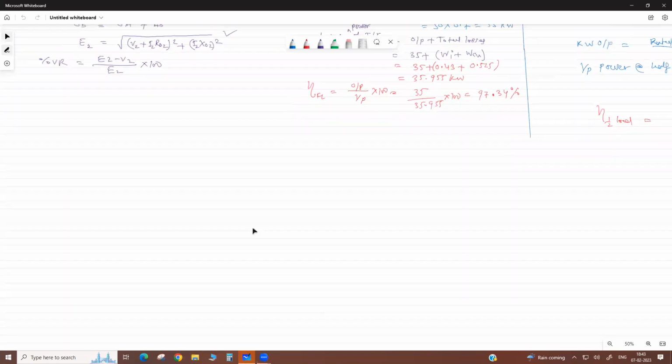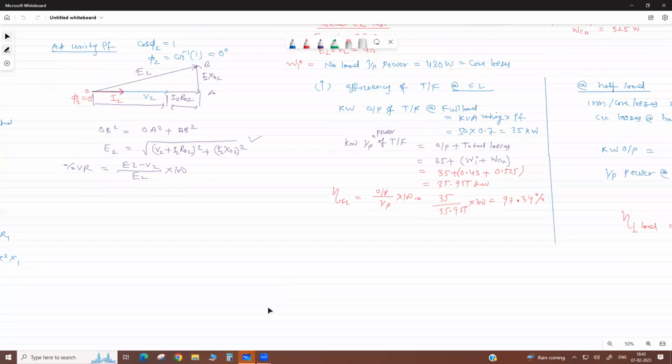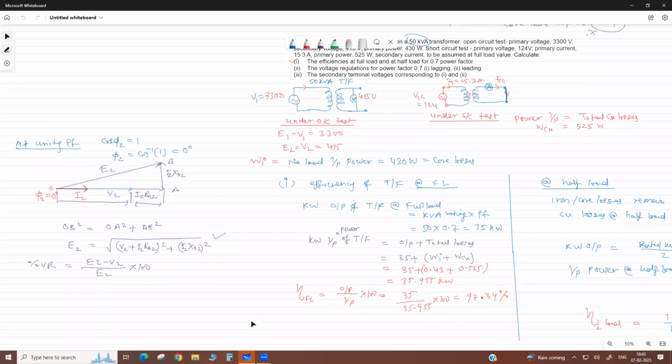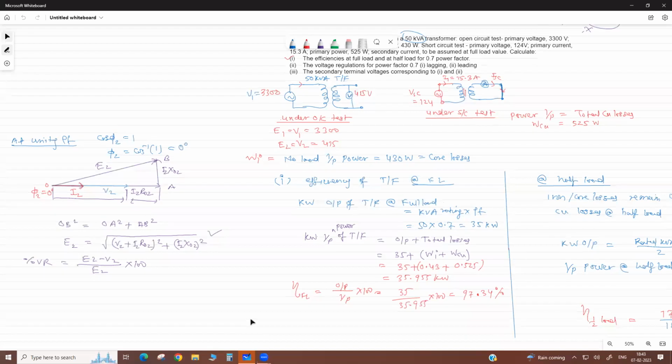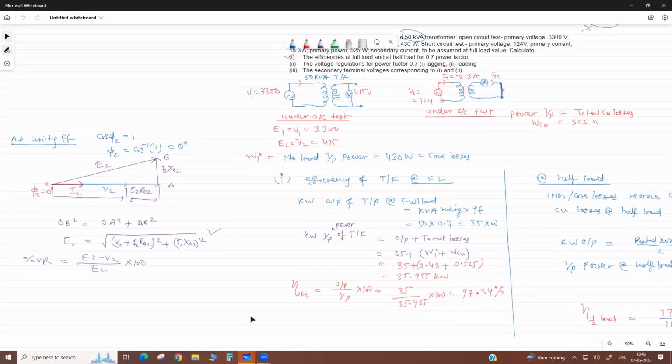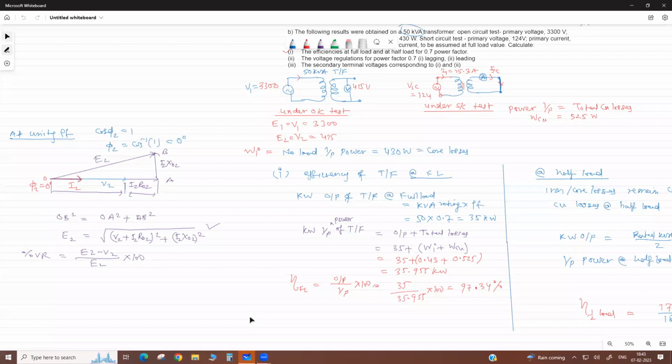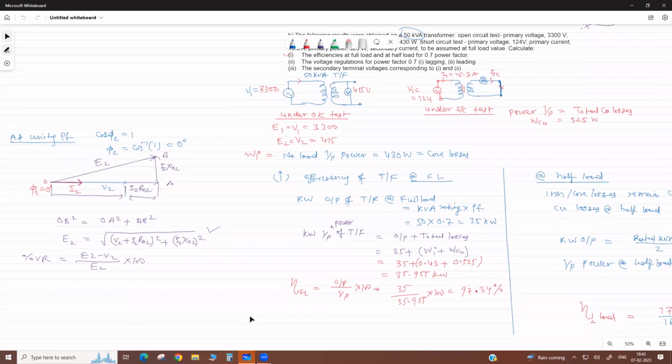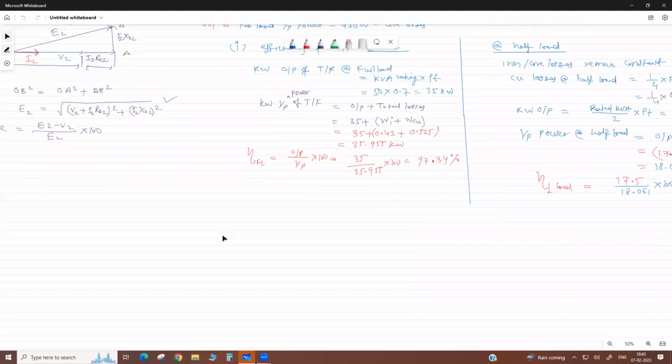We continue yesterday's numerical. Part 1 we solved. Now we come to part 2, the second part and third part: voltage regulation for a power factor 0.7 lagging and leading.